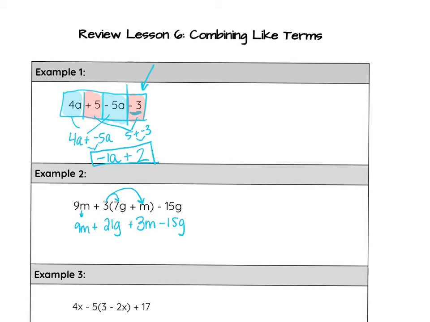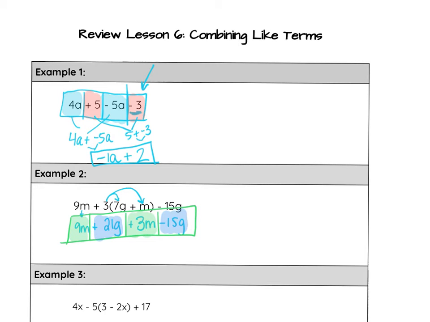So now I'm going to split up my terms. Actually, green is fine. From here, kind of box them off, and then decide what is like. So 9m is like with 3m because they both have m. And then 21g and negative 15g are like because they both have g.